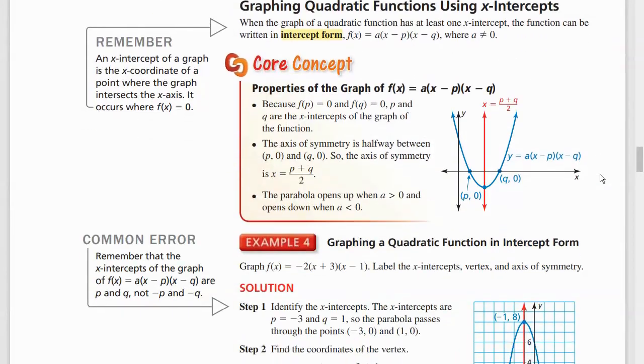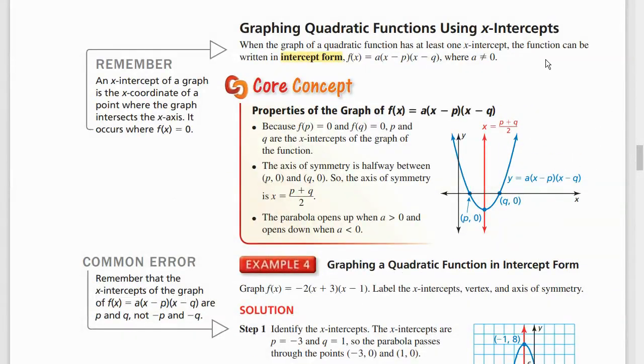All right, here's a third form of how you can write a quadratic. It again is going to have the a, and the a is the same a we've looked at. X minus p, x minus q. P and q are going to be the zeros of the function, okay? So basically this has been factored is more or less what it is.